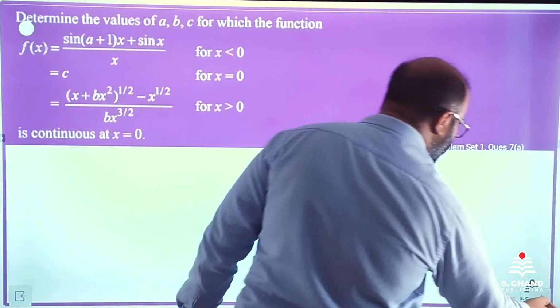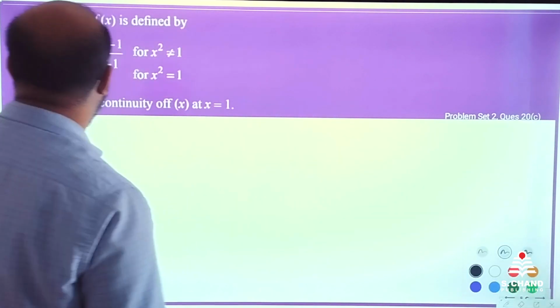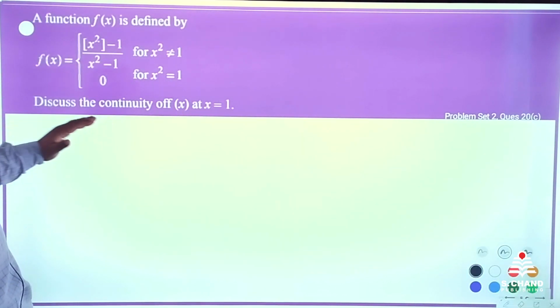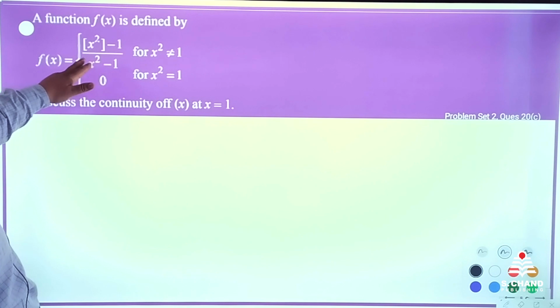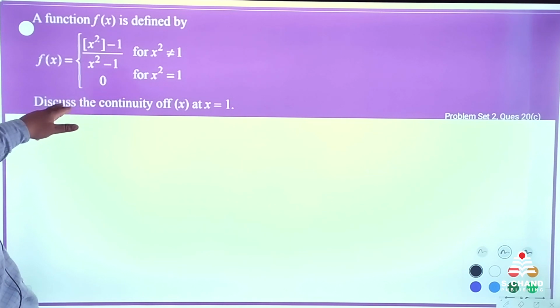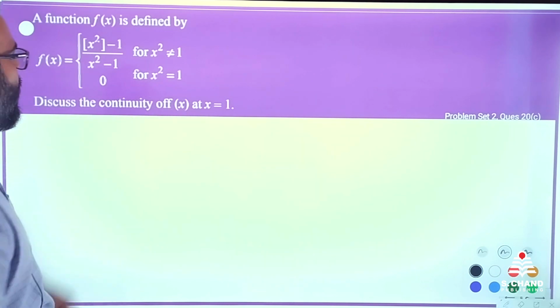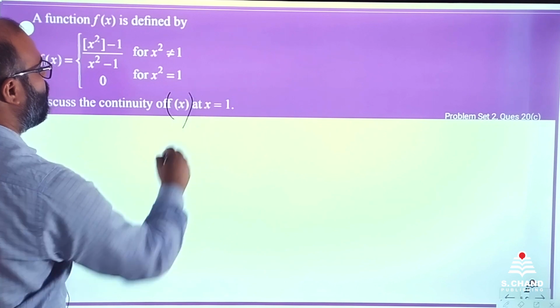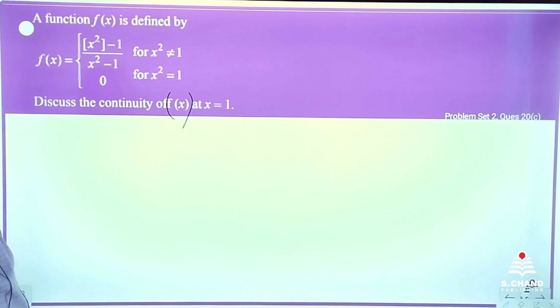Let us come to the next question. A function f(x) is defined like this. For x square not equal to 1, it is the greatest integer of x square minus 1, by x square minus 1. And for x square equal to 1, it is 0. Discuss the continuity of function f(x) at x equal to 1. So this is the function at x equal to 1, its continuity we have to discuss.